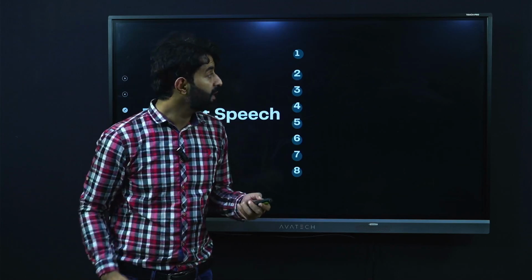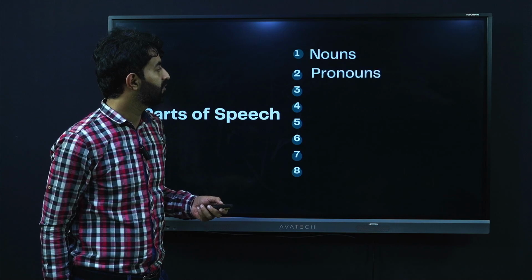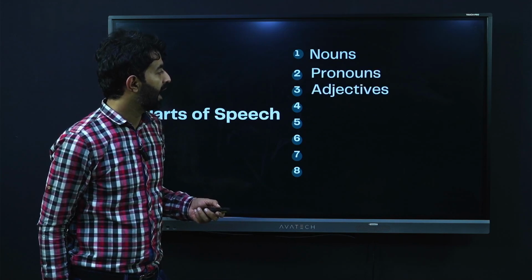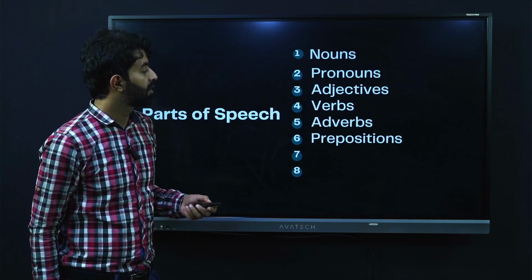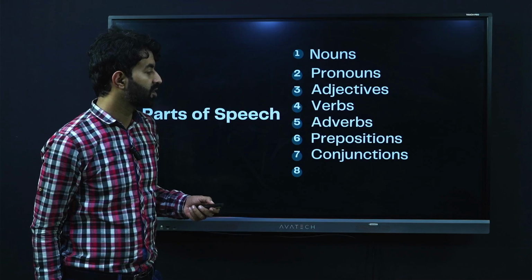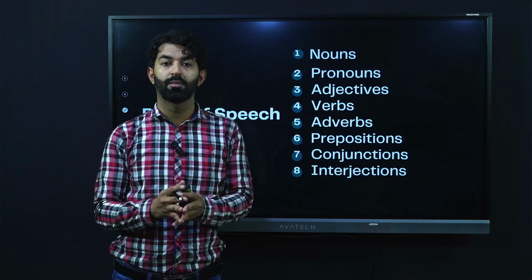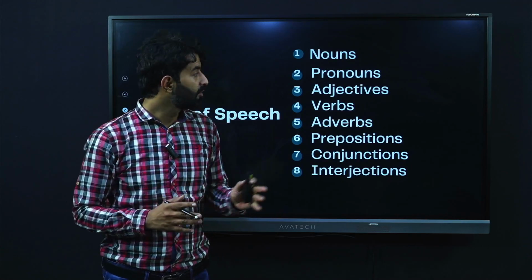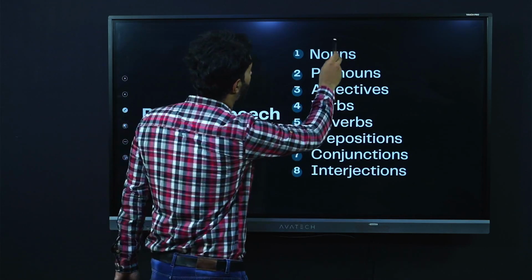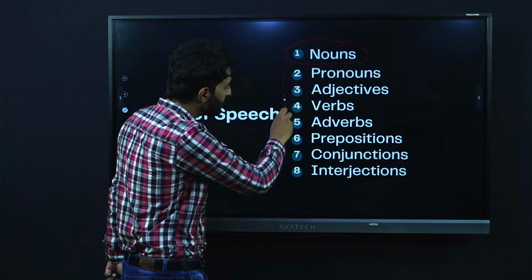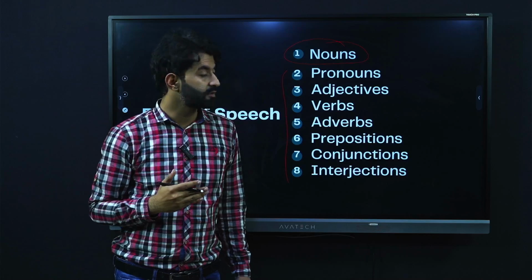You already are familiar with number one, nouns. Then we have pronouns, adjectives, verbs, adverbs, prepositions, conjunctions, and interjections. So these are our parts of speech. We are going to cover in this lecture only nouns, and the rest of the topics will be covered in the further lecture series.